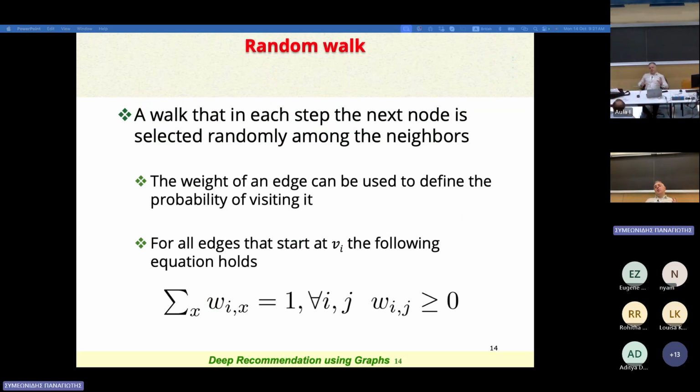So one important property that we have to keep in mind is the fact that the sum of probabilities of using one outgoing link, being in a target node, should be equal to 1. Okay. So this is a very important property that we need to keep in mind.